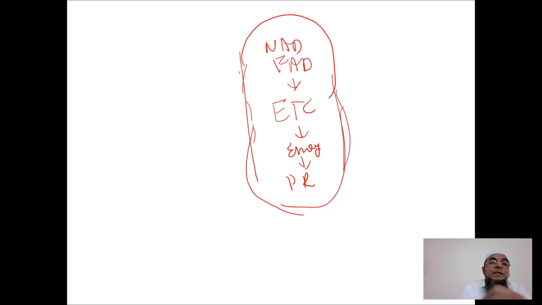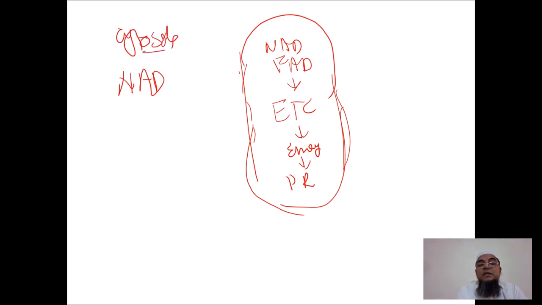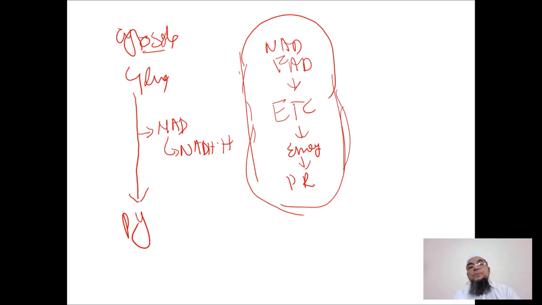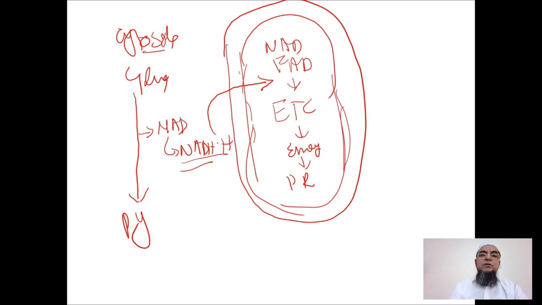But say, for example, this NAD is present in the cytoplasm, cytosol, in the process of glycolysis. The process of glycolysis takes place in the cytoplasm. Glucose to pyruvate. And during glucose to pyruvate, in one of the steps, NAD will convert into NADH and H. Now, in order to get energy from this NADH, we need to transfer this NADH into mitochondria. But the issue here is that this NADH is not permeable to the mitochondrial membrane. It cannot enter into the mitochondria.